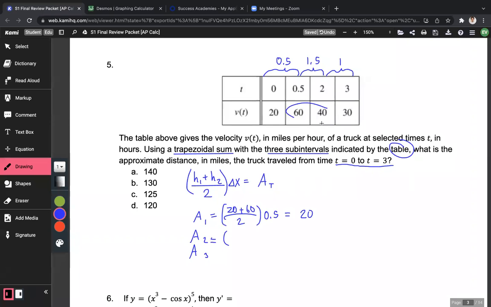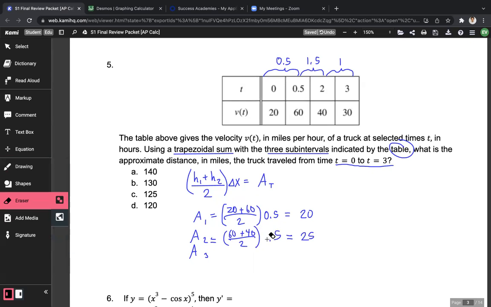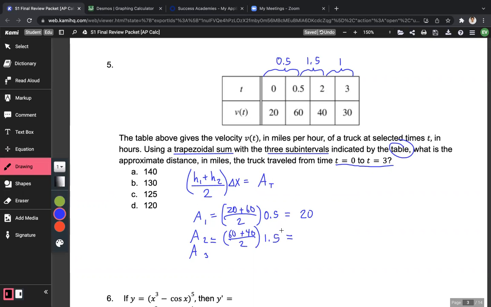Second interval, my two heights are 60 and 40, so 60 plus 40 over 2. It's 100, that's 50, times 0.5. So that's 25. Oh, whoops, not 0.5. My mistake. Should be 1.5. Got a different width. That's pretty important. All right, 50 times 1.5, that's 75.